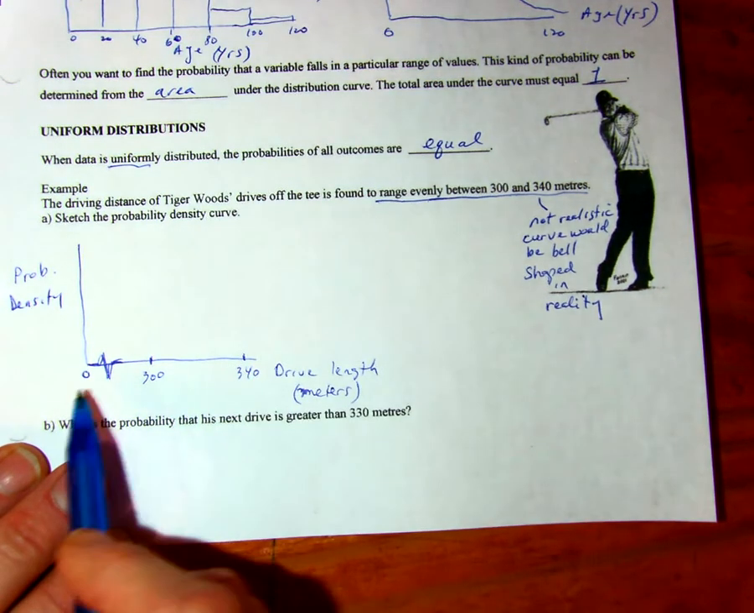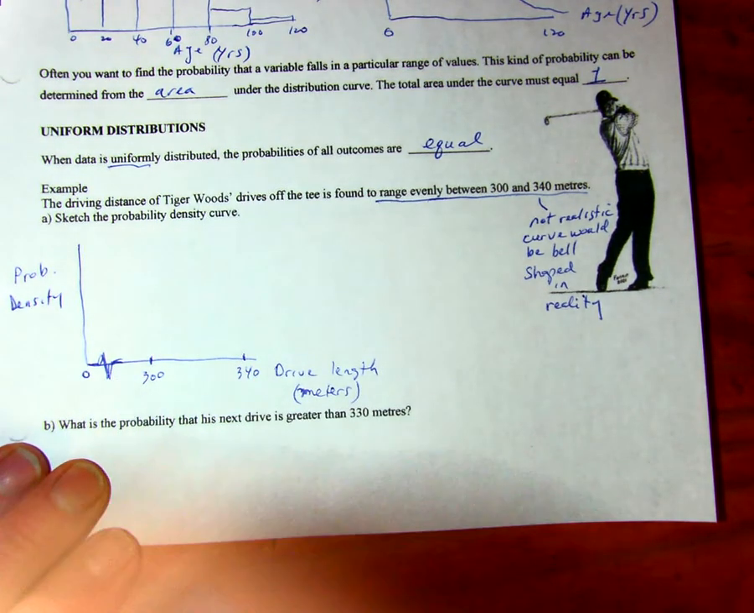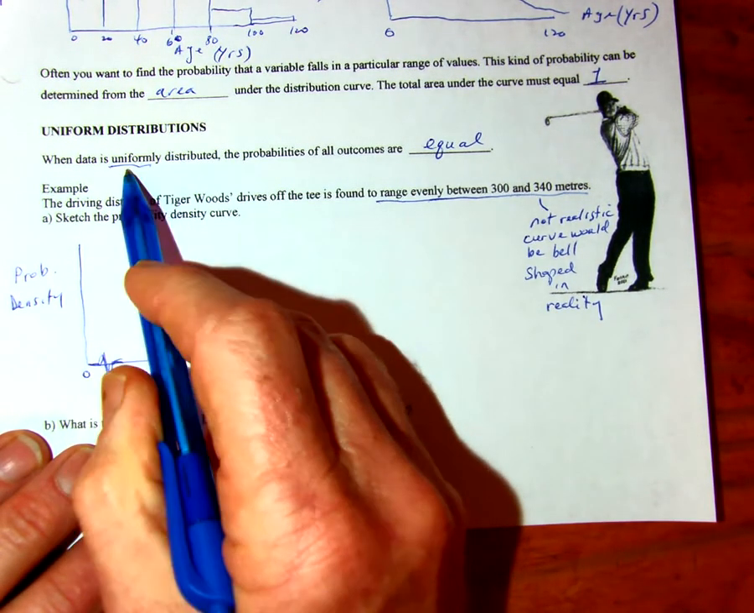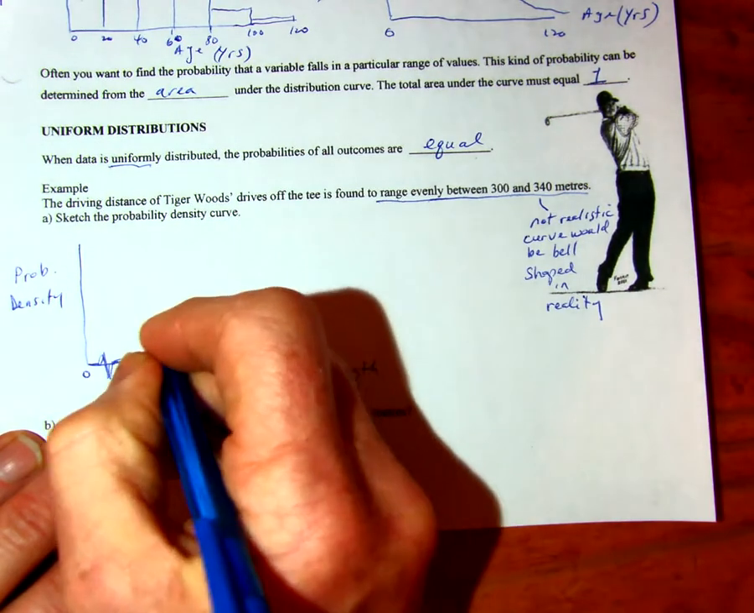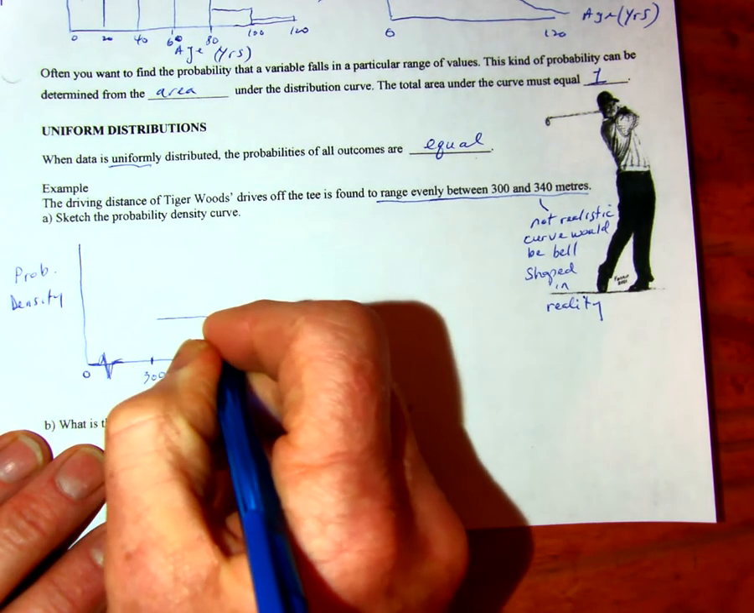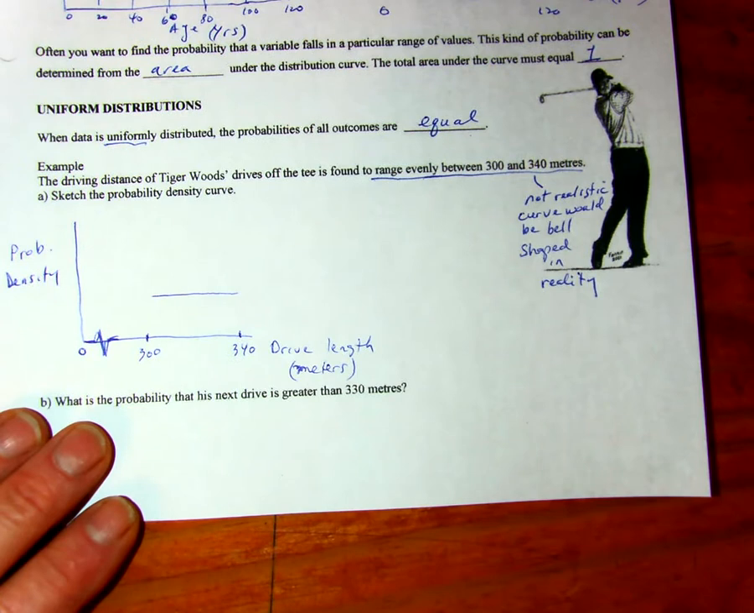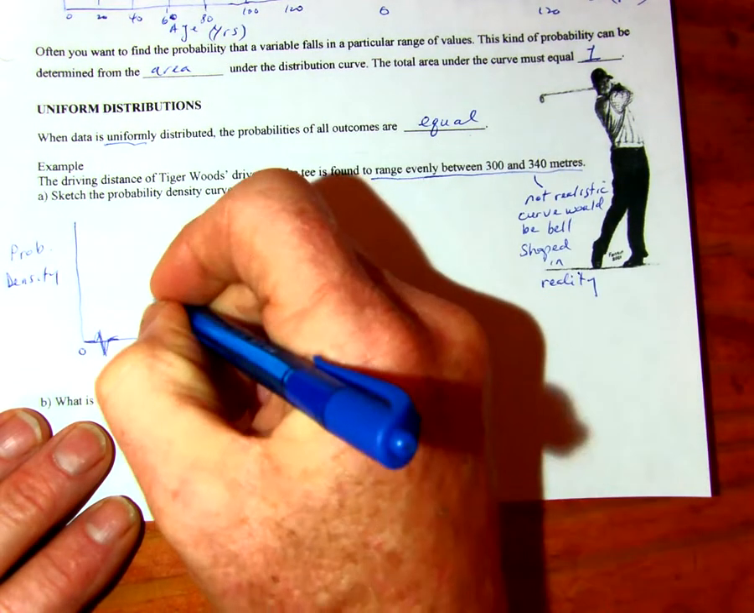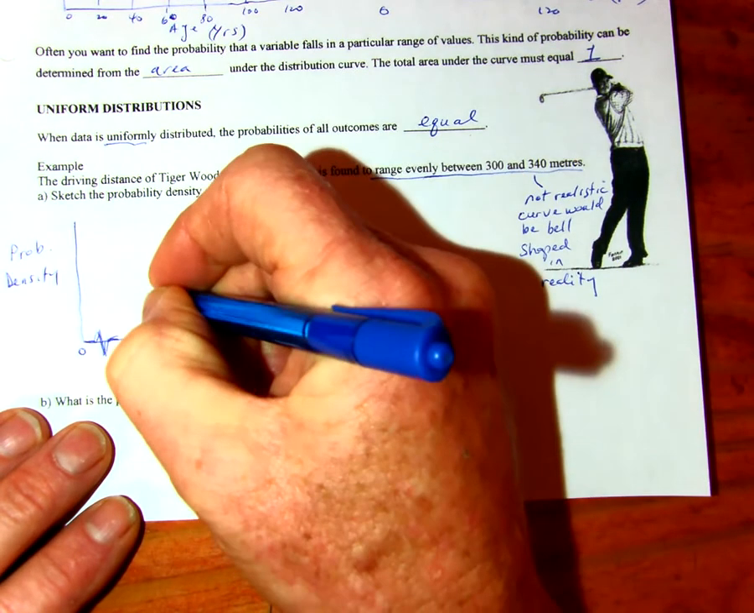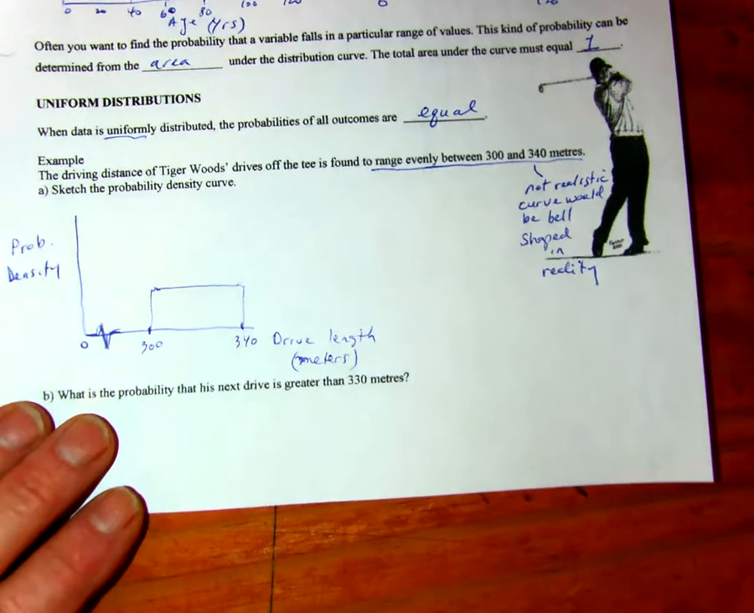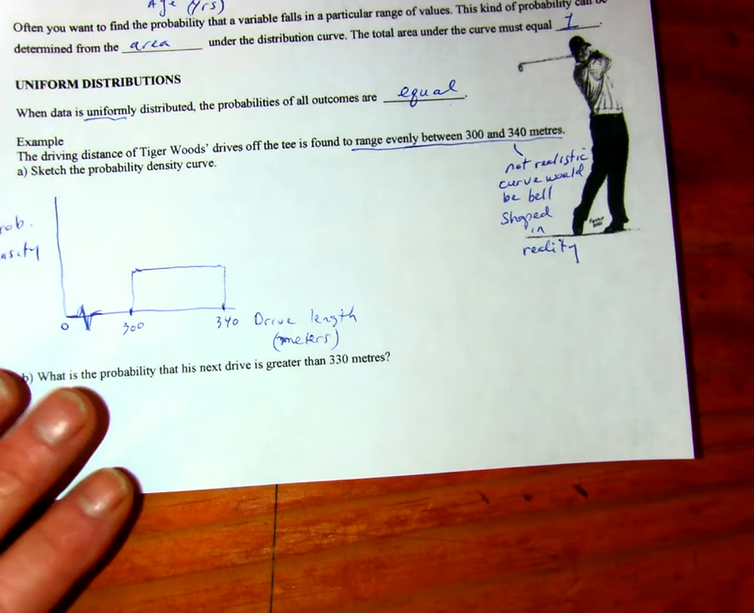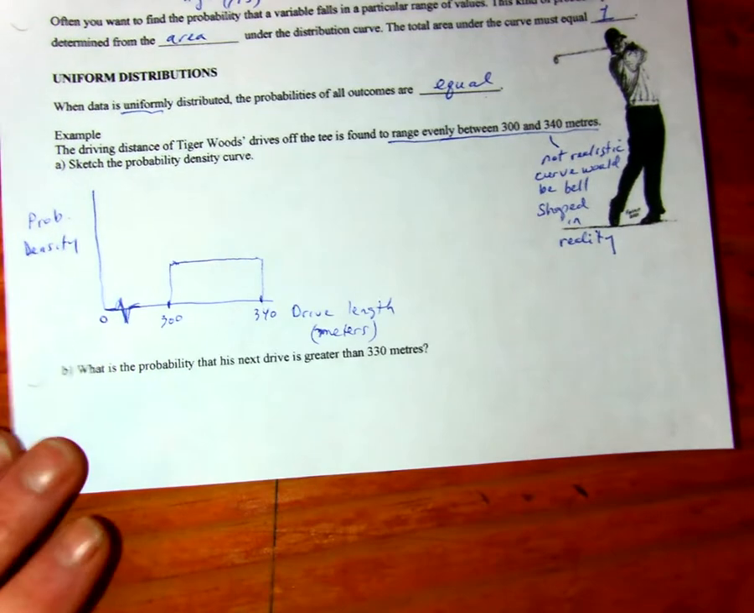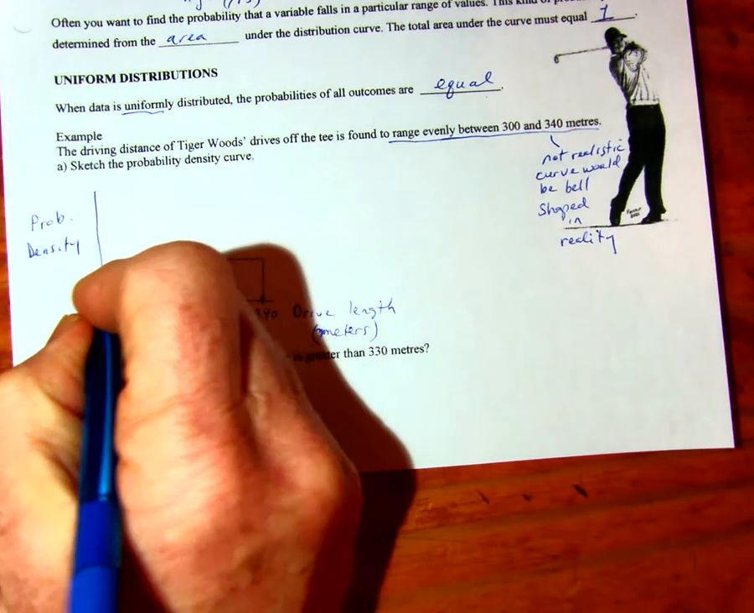So I skipped a lot between 0 and 300, but it doesn't matter because it's a uniform distribution, so the probabilities are all equal. That's what uniform means. He never hits a tee shot under 300, and he never hits a tee shot over 340, so it just drops like that. Again, it's not realistic, but let's assume it is. So the question is, what is that number?